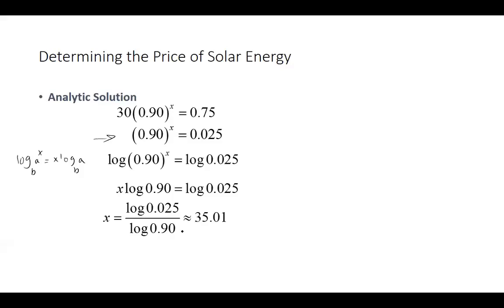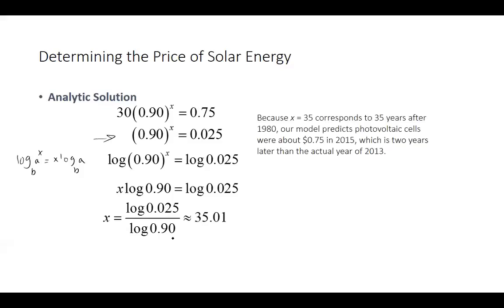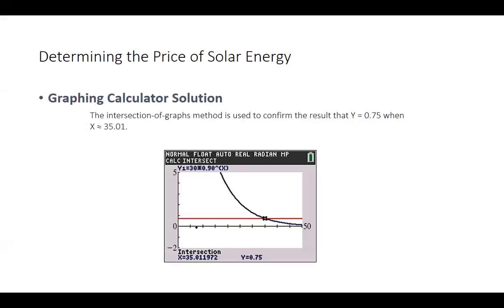These are just numbers. I can enter them into my calculator and get 35.01. So because x is equal to 35 corresponds to 35 years after 1980, our model predicts these cells were about 0.75 in 2015, which is 2 years later than the actual year 2013. And we can confirm this result using our graphing calculator. And as you can see, the intercept would be very close to what we calculated.